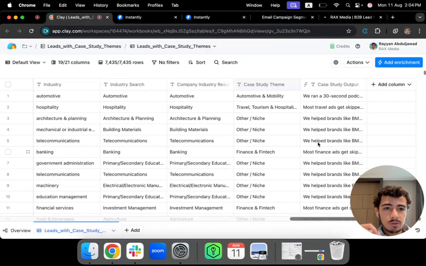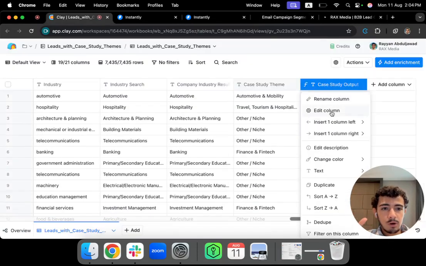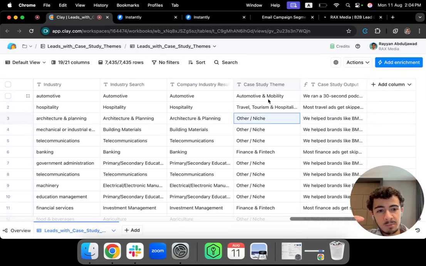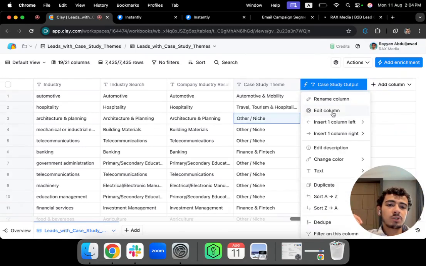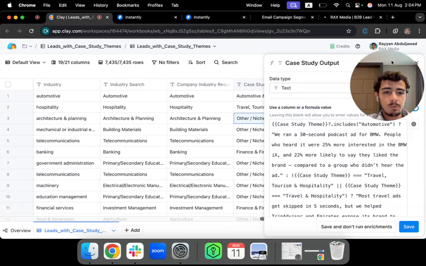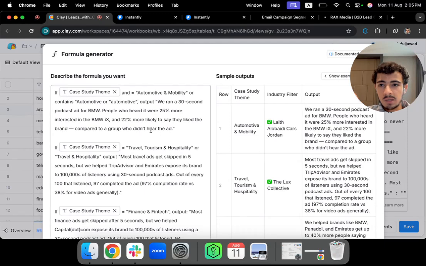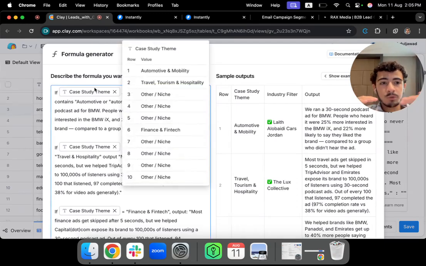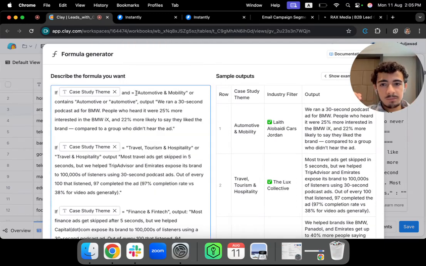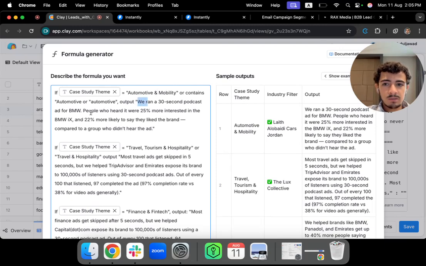Now, one thing to consider as well is what do you actually say in the copy? Because now we've actually segmented based on the case study theme. We want to make sure we're actually sending the right message to these people. So what you want to do, I'll show you, is just use AI and basically go through each one. If case study theme equals automotive and mobility or contains automotive, output: we ran a 30-second ad for BMW.